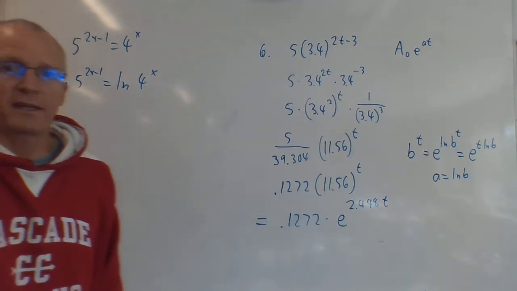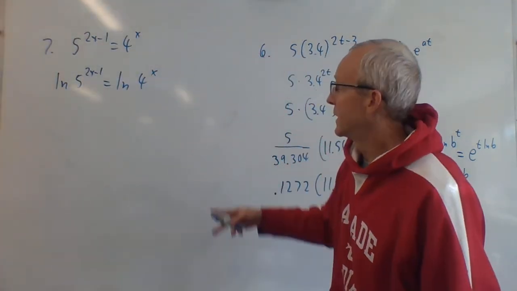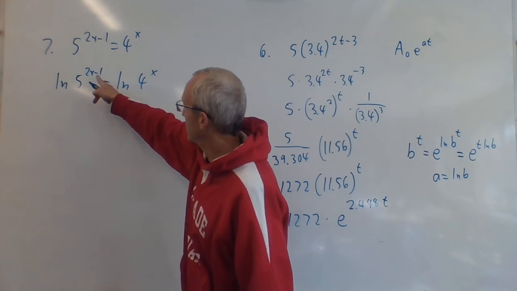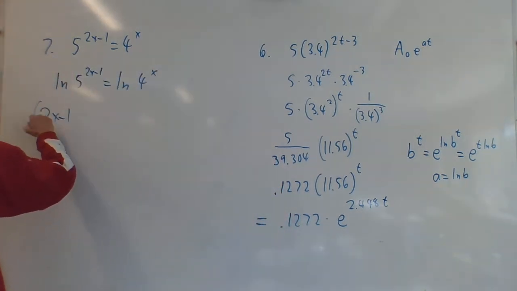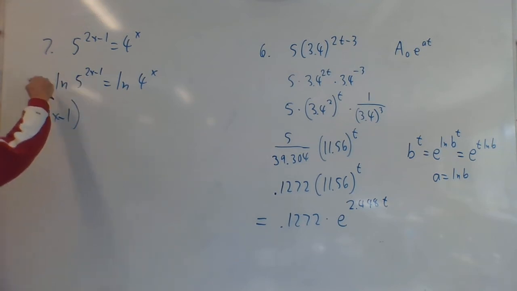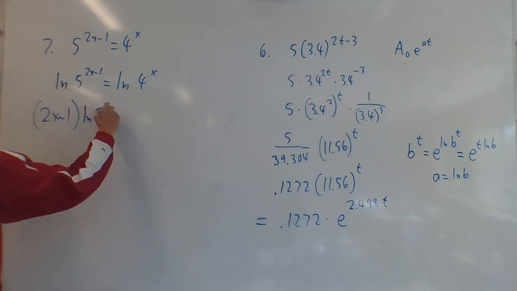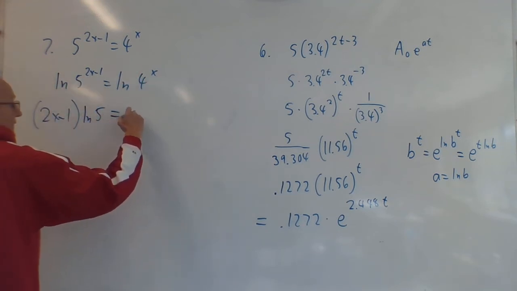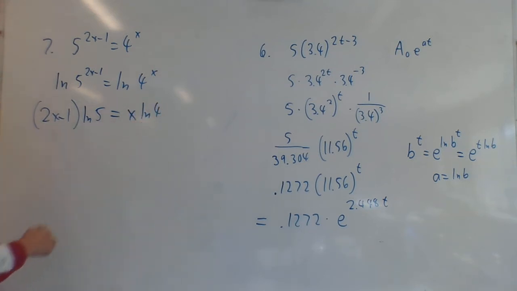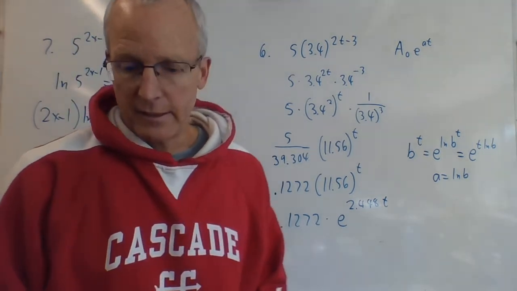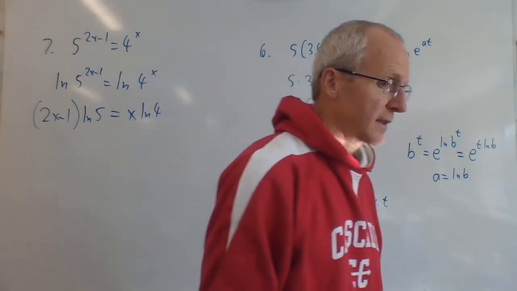Now we use the property that we dearly love, that if something is to a power, the power can go in front. So this is 2x minus 1. Make sure you use parentheses, right? That whole thing in front of the ln of 5 equals the x in front, x ln of 4. ln of 5 is just a number, ln of 4 is just a number. So let's just get rid of those right now and get some ugly decimals.